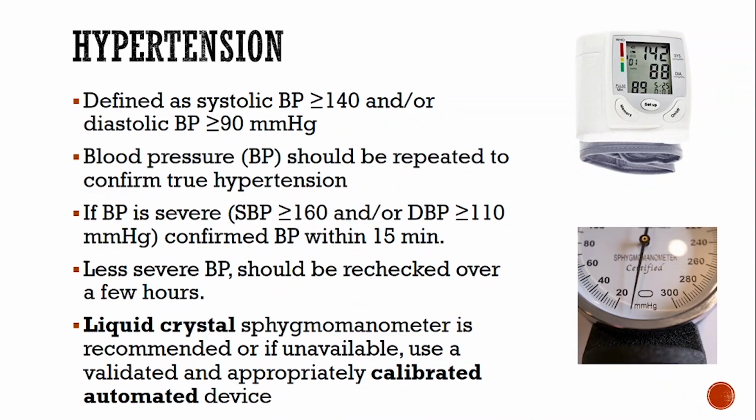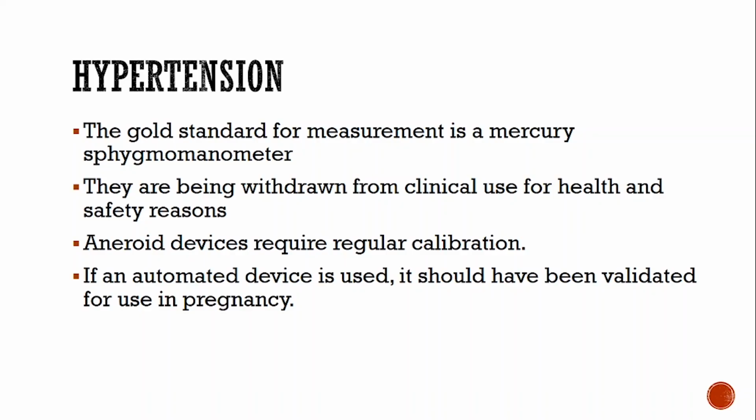It's also important to specify the type of sphygmomanometer that will be used for this measurement. The liquid crystal sphygmomanometer is the tool of choice for the management. However, if this is unavailable, it's important to use a validated, appropriately calibrated automated device. Usually we talk about the liquid crystal, the one we call digital. However, when this is not available, you can go ahead and use a calibrated one. This is the recommendation of the International Society for the Study of Hypertension in Pregnancy 2018, which we have talked about in terms of classification. Now, the gold standard for measurement remains the mercury sphygmomanometer.